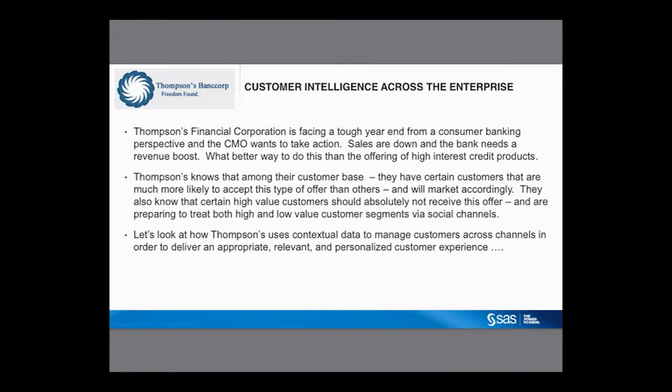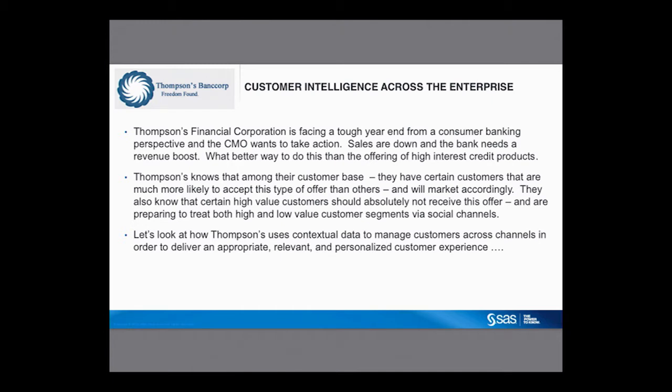Thompson's Financial, a completely fictitious company, is facing a tough year end, right? Sales and revenue are down and they need a boost. They think the best way to do this is to offer high interest credit products. Now they know that among their customer base, they have different customers that should be treated in different ways according to things like value scores, lifetime value, etc. So there are some folks that should receive certain offers while other ones should receive different offers. Let's take a look at how Thompson's does this.